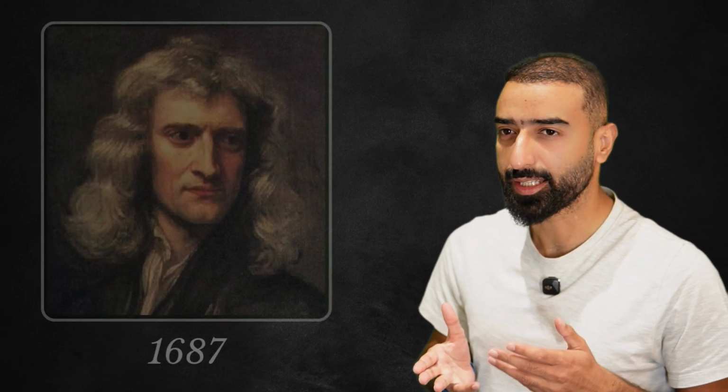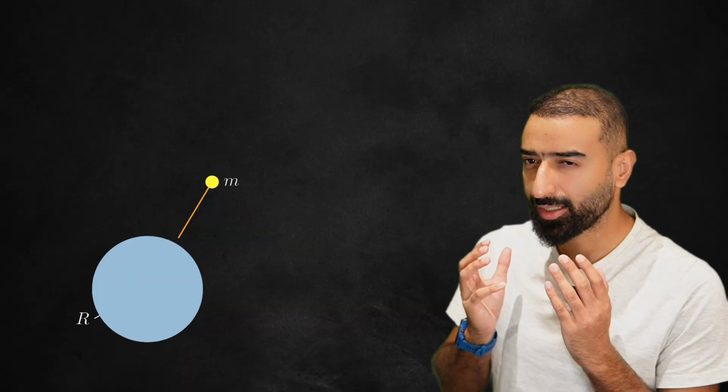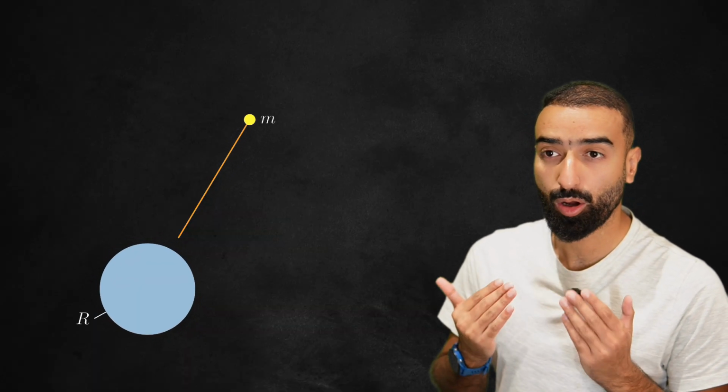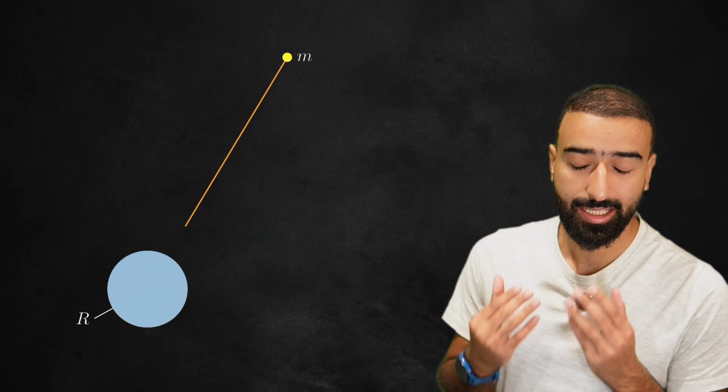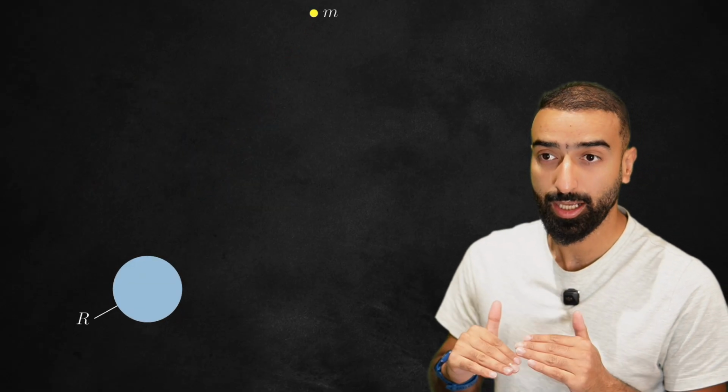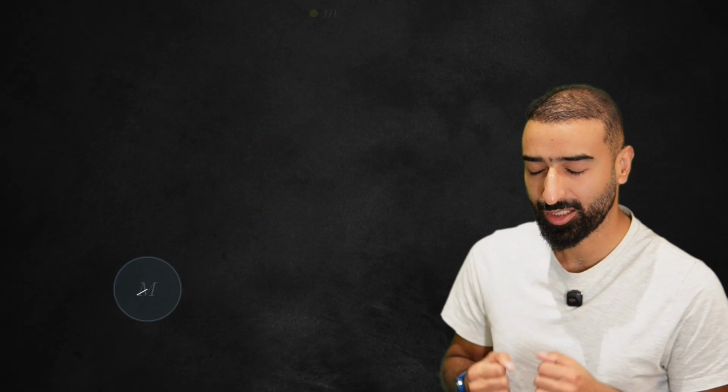In 1687, Isaac Newton discovered a minimum speed. Launch exactly at this speed, and the object just barely escapes the planet's gravity. Today, we're going to derive this speed.